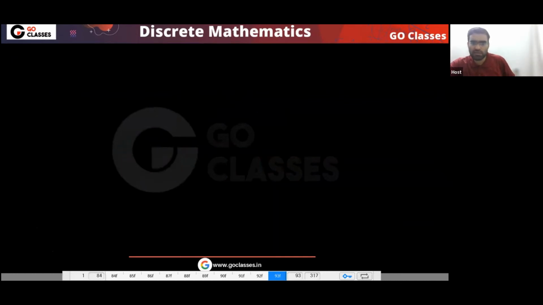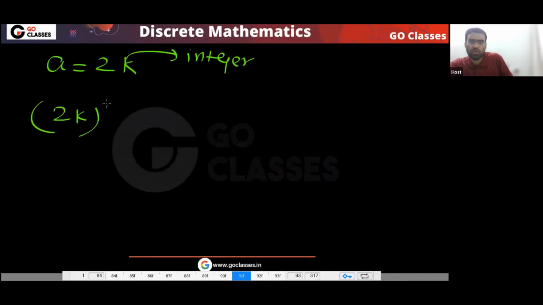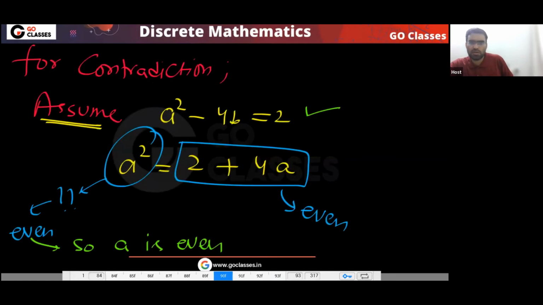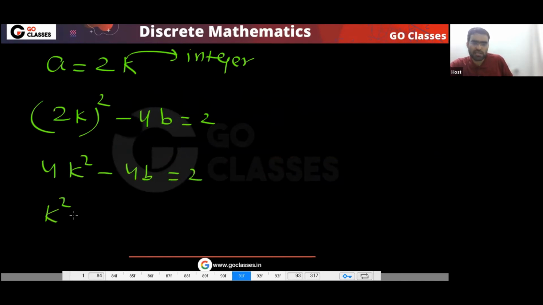So you got that a is even. What does it mean? a is 2k, where k is an integer. So put a equal to 2k in this equation. Then 2k whole square minus 4b equal to 2. Then you have 4k square minus 4b equal to 2. From here I can say k square minus b.